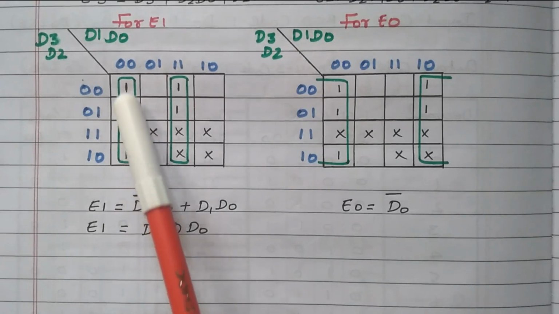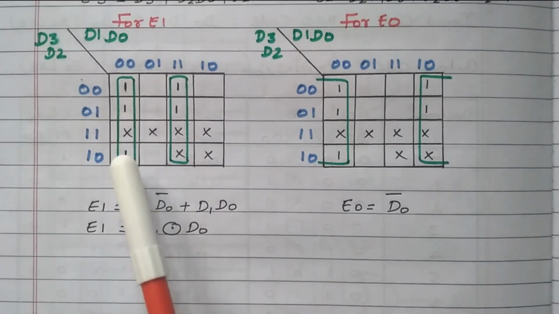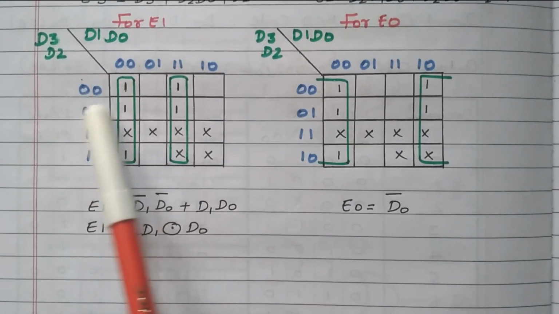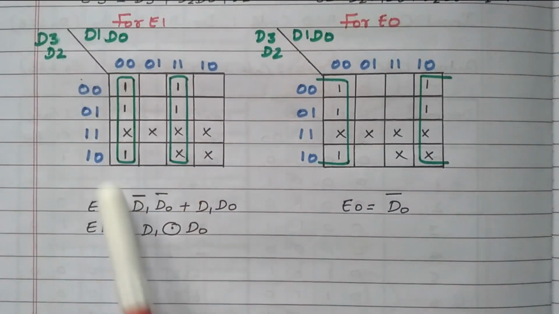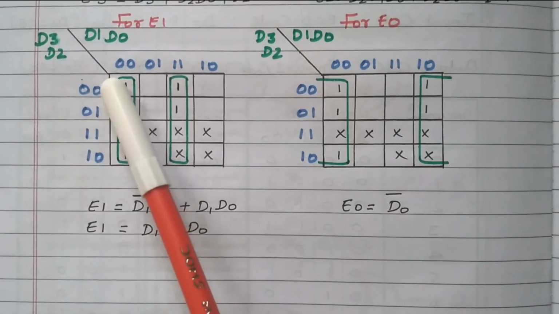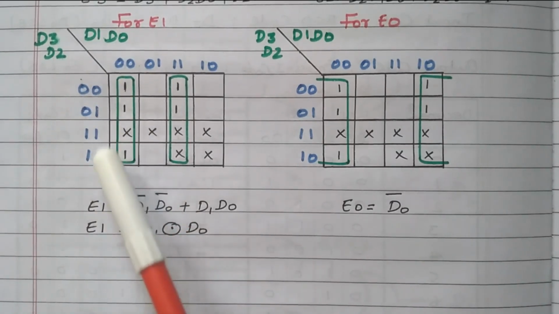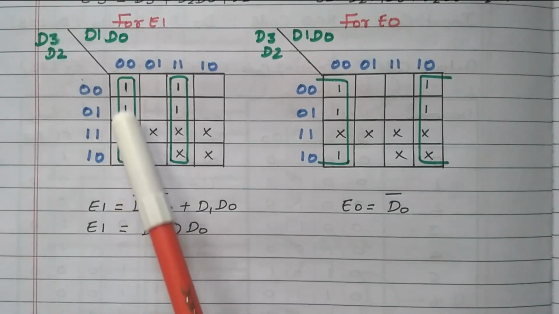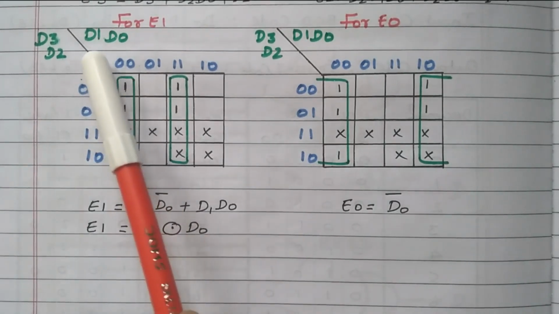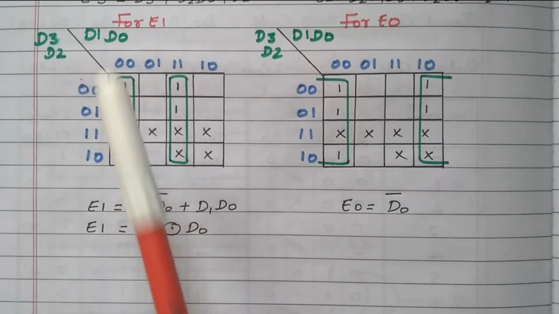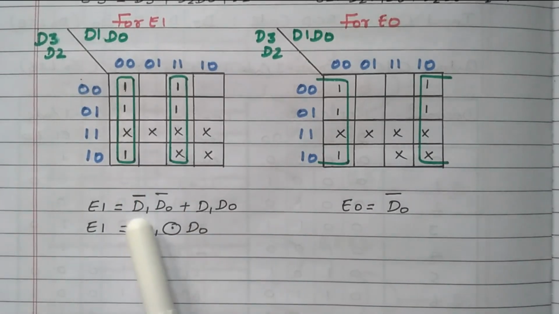So while grouping these 4 cells, we have to refer the first column and the first row, second row, third row and fourth row. While referring to the rows, the first, second and third rows are all cancelled. 0, 0 is cancelled by 1, 1, and 0, 1 is cancelled by 1, 0. So we have to refer only the first column. First column 0, 0. What is that? D1, D0. That is D1 dash, D0 dash, because of 0, 0.